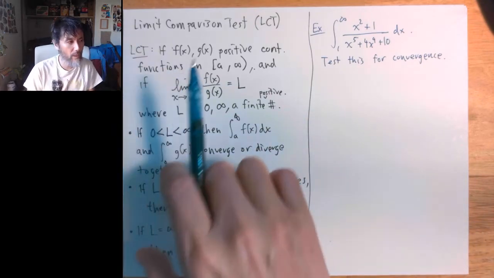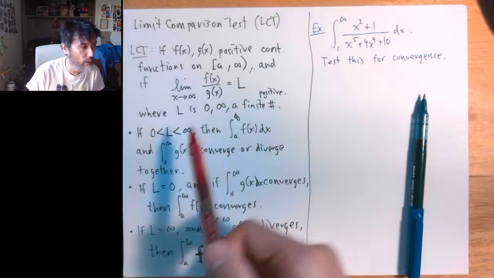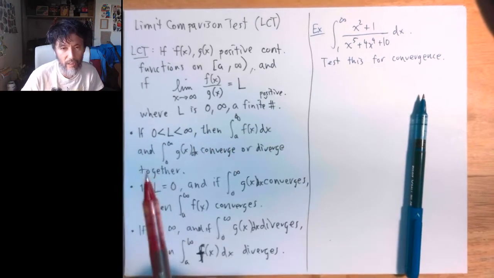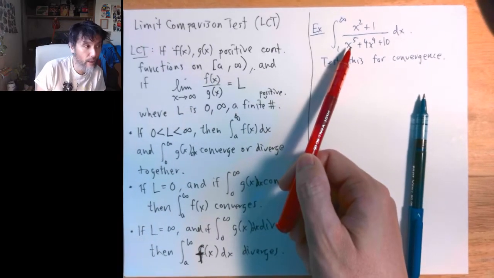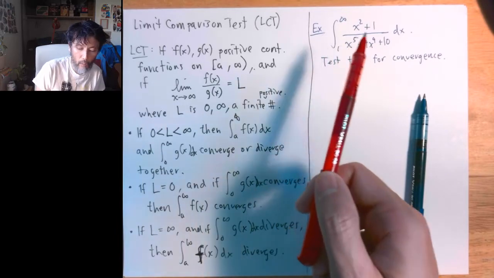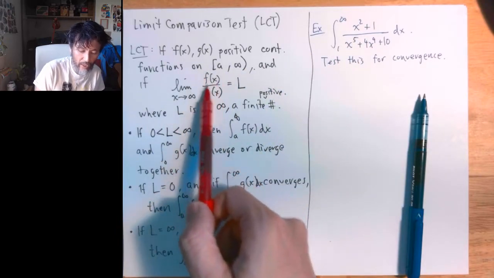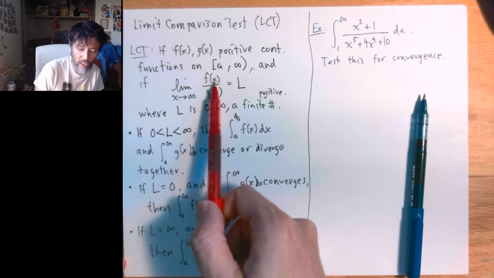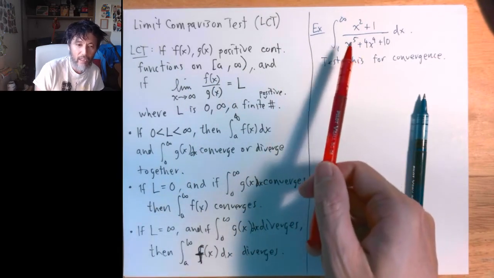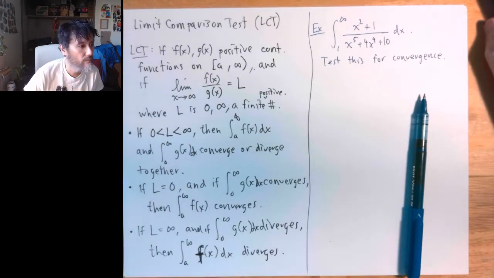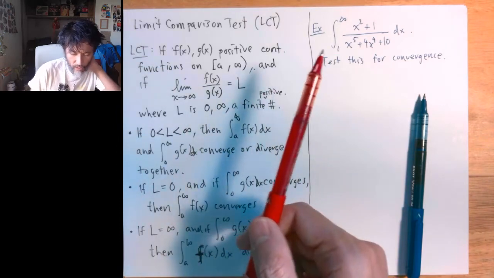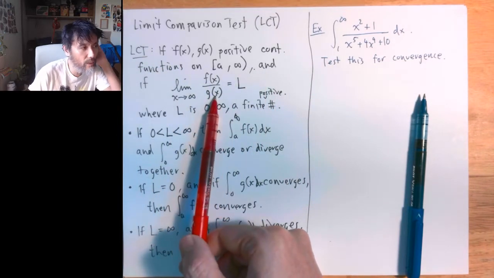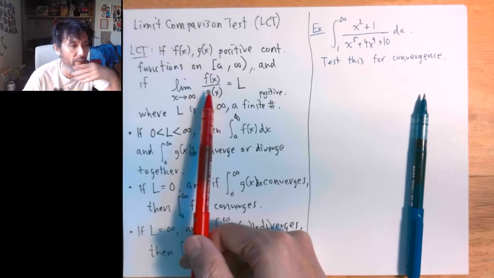Okay, so let me tell you the way that we're going to use the limit comparison test typically is the following. We're going to be given an improper integral. There's the improper integral that we're given here, okay? And we're going to let f of x, the thing playing the role of f of x in the statement of the LCT, be the integrand, the thing that we're taking the integral of.